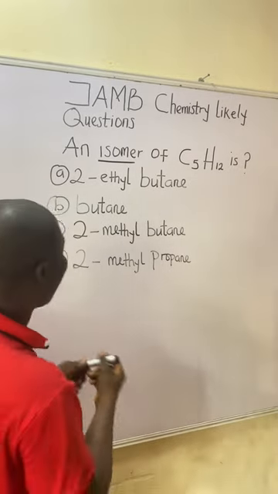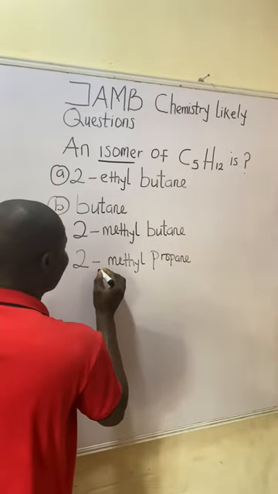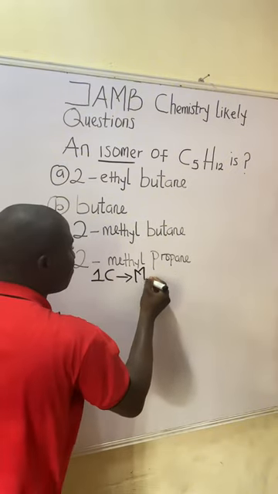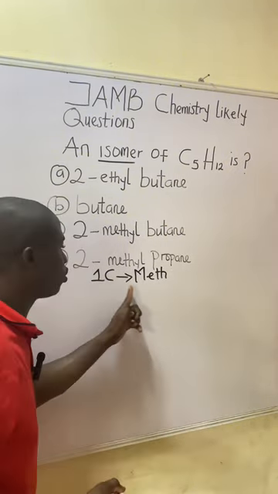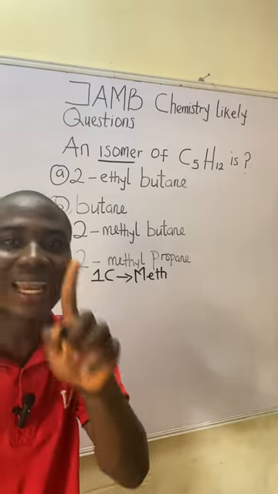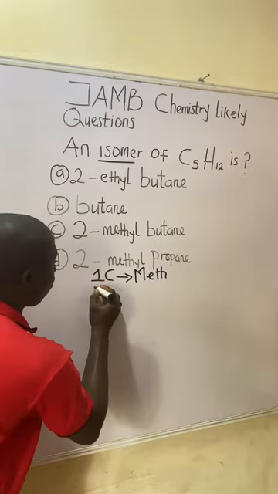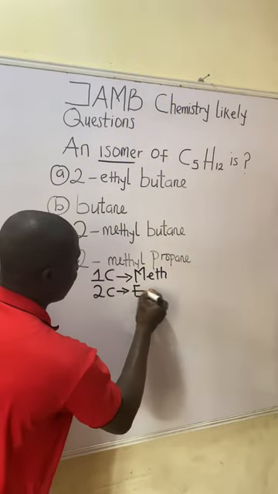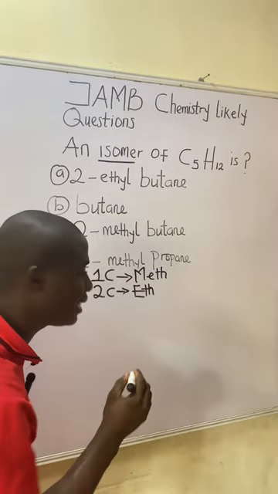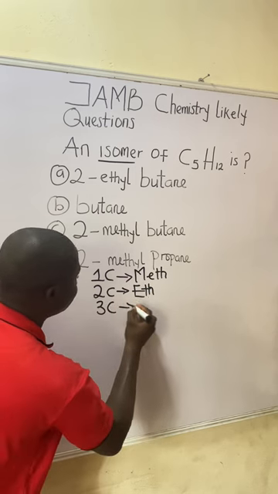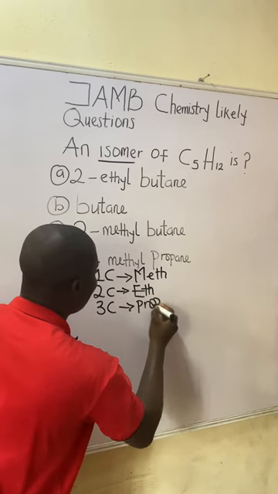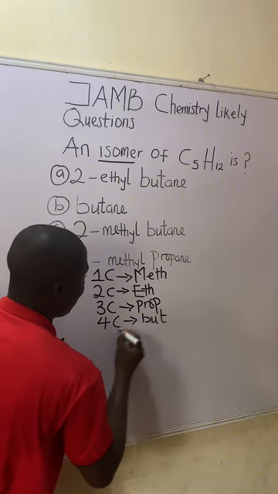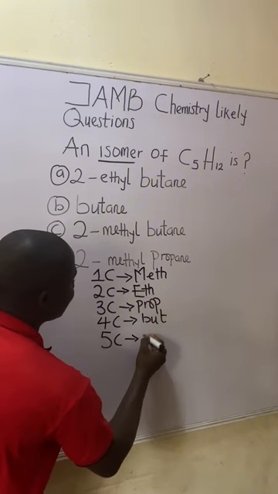Now, I said an organic compound with one carbon should be pronounced this way, and it is meth. Do you understand? You must use this prefix, meth, for an organic compound with one carbon. While an organic compound with two carbons, the prefix eth must be used as well. Do you understand? An organic compound with three carbons, it is prop. An organic compound with four carbons, it is but. An organic compound with five carbons, it is pent.